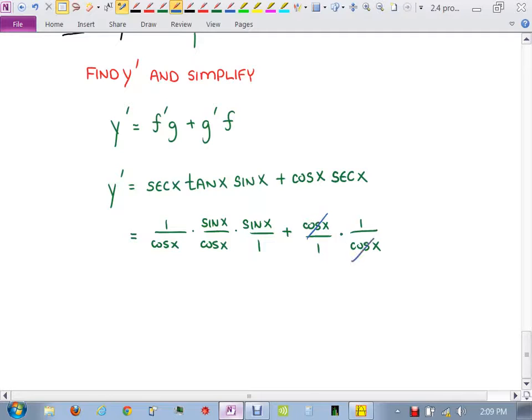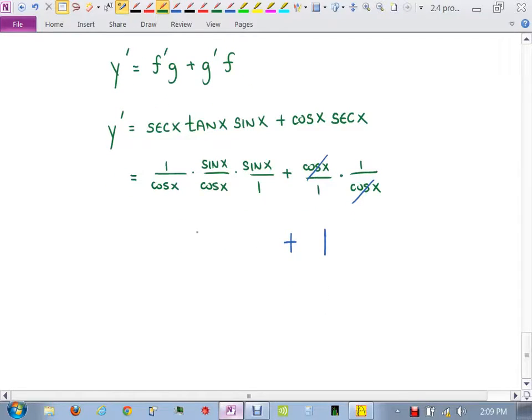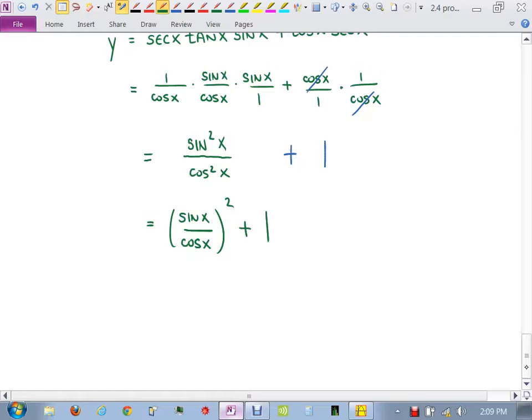So over on the right side, your cosines will cancel, and you'll be left with just plus 1 there. And then on the left side, you've got sine squared x on top and cosine squared x on the bottom. But that's the same as sine x over cosine x squared plus 1. But what's sine over cosine? Tangent. And tangent squared plus 1. And tangent squared x plus 1 is secant squared x.